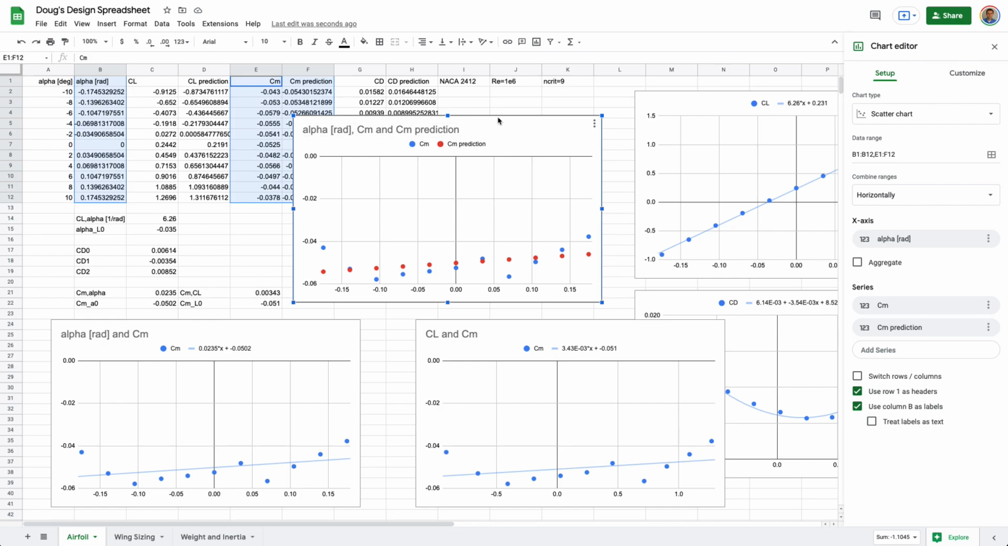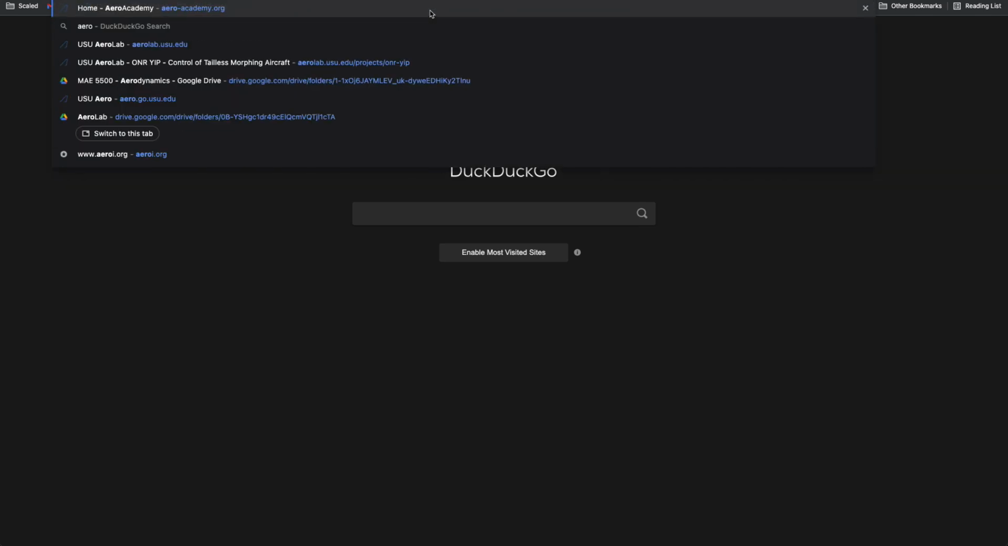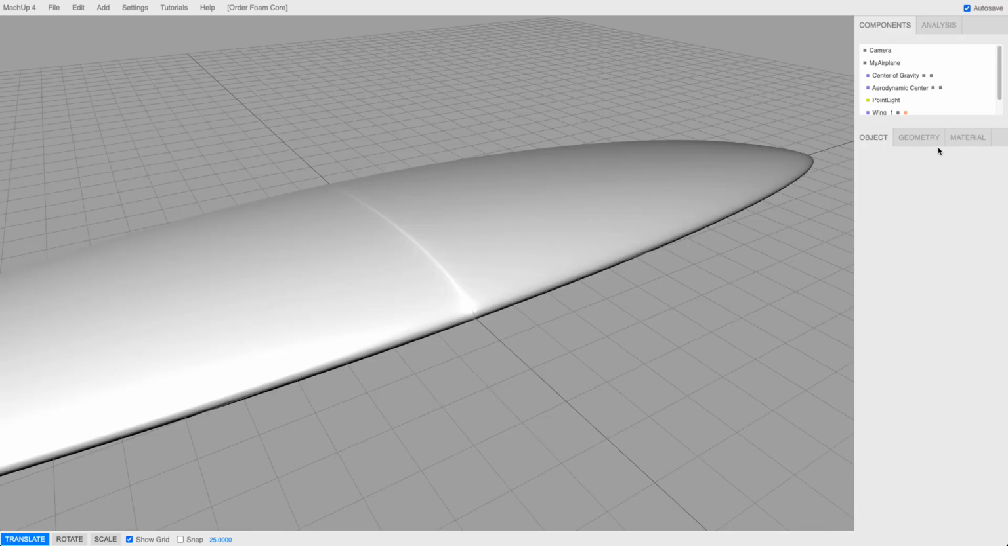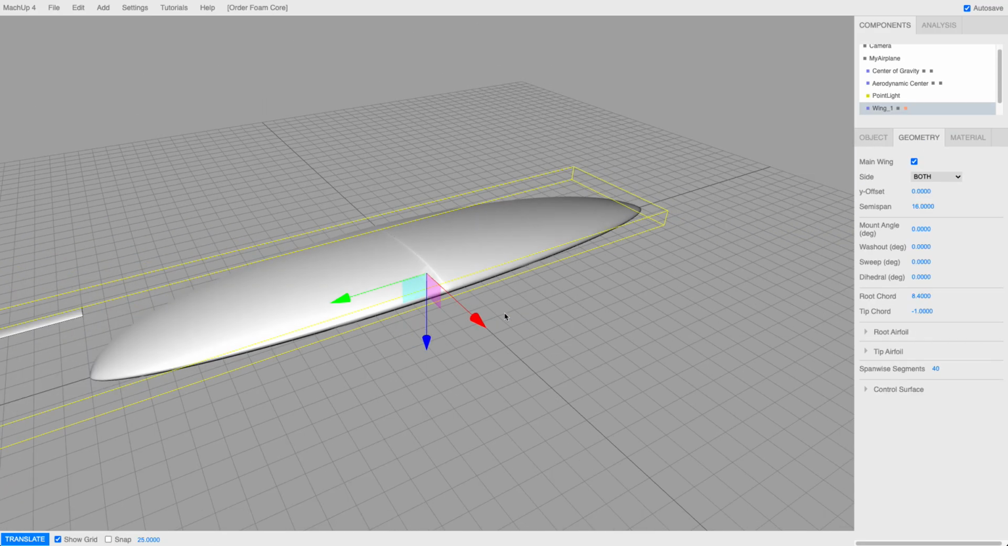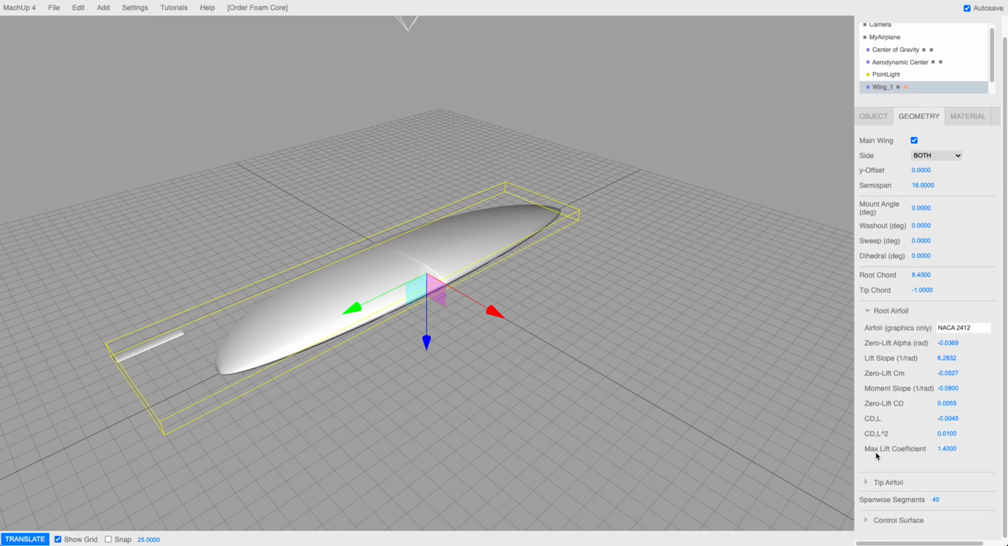Okay, one last thing I just want to point out is mockup 4, and let me just pull that up real quick. Mockup 4, when you're looking at airfoil information, it's asking for these parameters. So these are the parameters that we just solved for. So the 0 lift angle of attack, and notice it wants that in radians. The lift slope in radians again, or per radian.